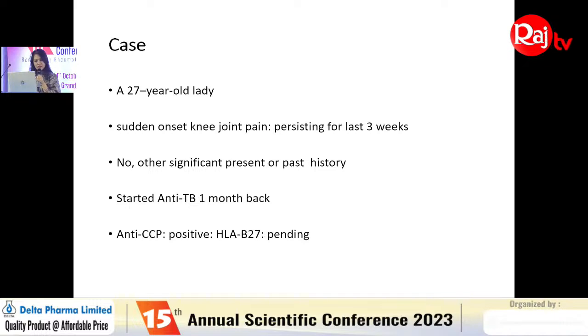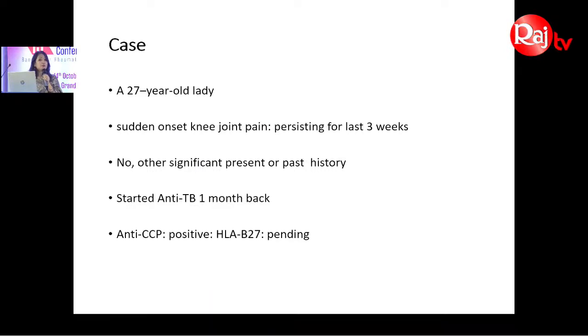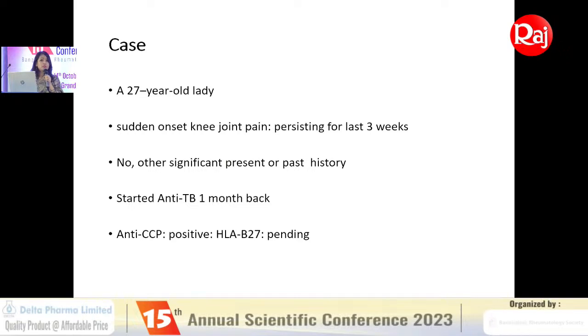So this is another case I encountered. This is my last case, only 2 days back. This 27-year-old lady, and thanks to Professor Roshanara Shapna for sending this case, had sudden onset of knee joint pain, which was persisting for only the last 3 weeks. No other significant present or past history. She started anti-tubercular chemotherapy just 1 month back because of a diagnosis of ocular tuberculosis, and was found to have low titer anti-CCP positivity. The titer was only 25. The HLA-B27 report was pending. So what is the diagnosis?